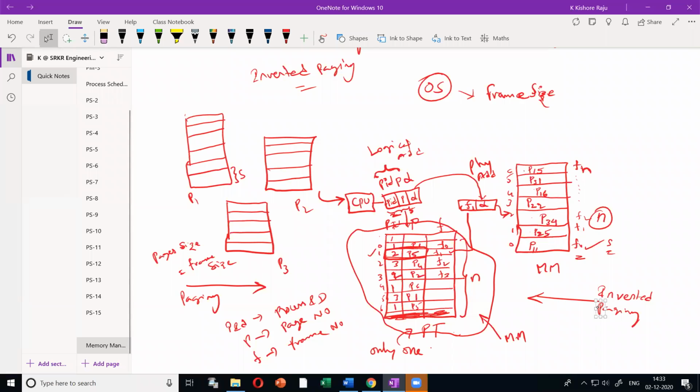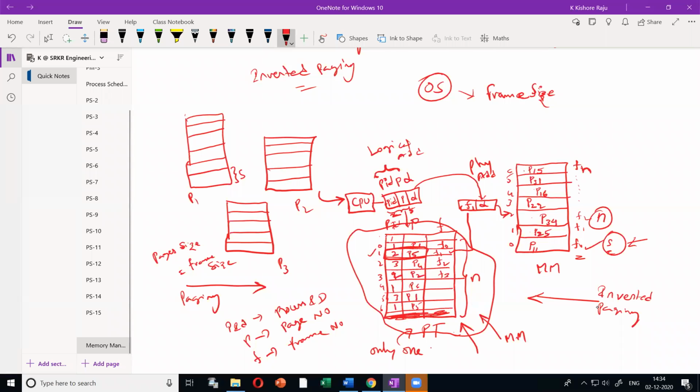In this, the operating system first decides the frame size, and with the frame size the main memory is divided into n number of frames. Then it generates the page table. Here the page table is only one, common to all the processes. Why? Because the system maintains only as many entries as there are frames, so that many pages' information has to be maintained. So there is no need to maintain an individual page table for each and every process.